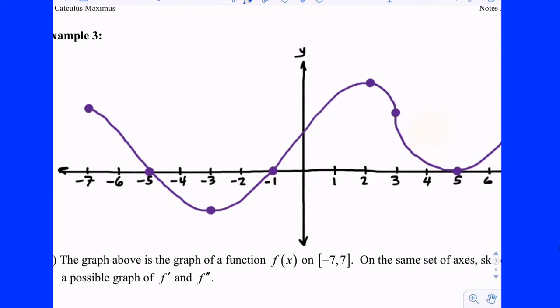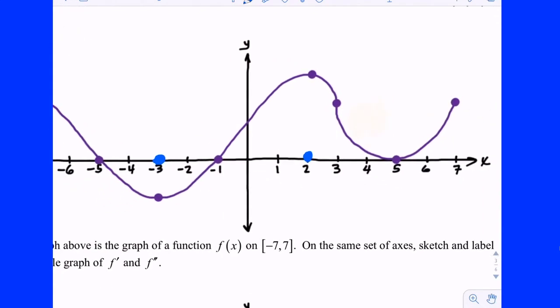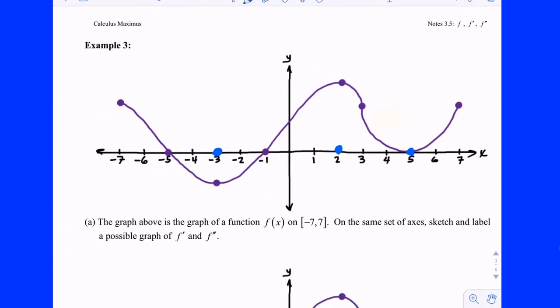So we're going forward. We've done this already this year. The first thing you look for is where the graph has slopes of 0. That's going to be at -3 and 2. Okay, so that's going to be where your function f prime has zeros. Oh, and 5, yeah. I was going to do that, thank you. No, that's good. So there's actually 3 places where we have horizontal tangents. So those are the x-intercepts of f prime.